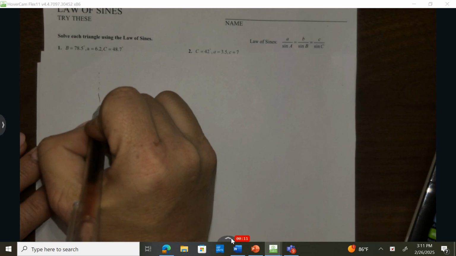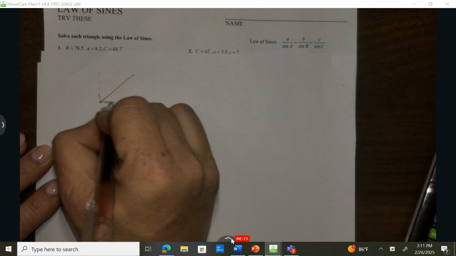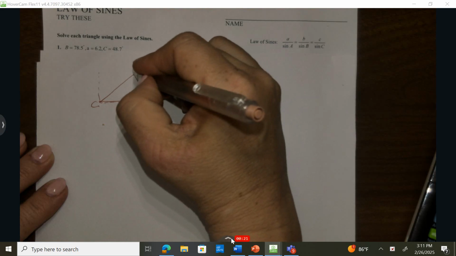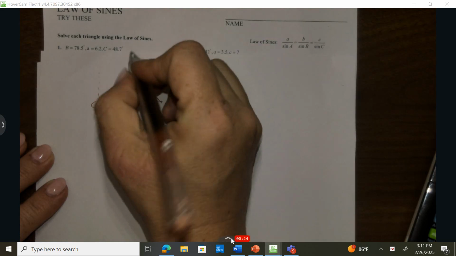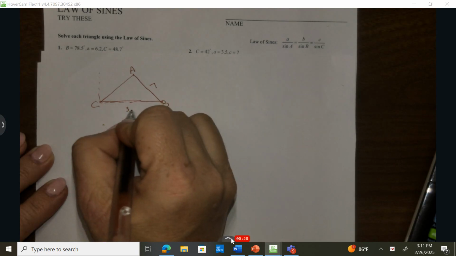Let's take a look at number 2. So in problem number 2, I'm going to try to do my best to draw a picture of this. Let's start with, if this is 90 degrees, 42 is just slightly below 45, so we're going to call this angle C, and we know that across from that is 7, and let's call this A, and let's call this B. Across from A is 3.5.